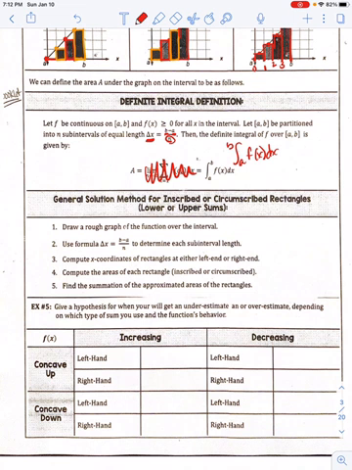So the general solution method for inscribed or circumscribed rectangles, so the lower and upper sums. Inscribed means it's all under the curve, and circumscribed means they're over the curve. Draw a rough graph. Use the formula. And this is length; I'm going to call it width. So this is how wide of a range are we going and how many rectangles are we dividing it by, and that tells you the width of each of your rectangles. Compute the x-coordinates of the rectangles at either the left end or the right end, and then compute the areas of each one and then add them all together.